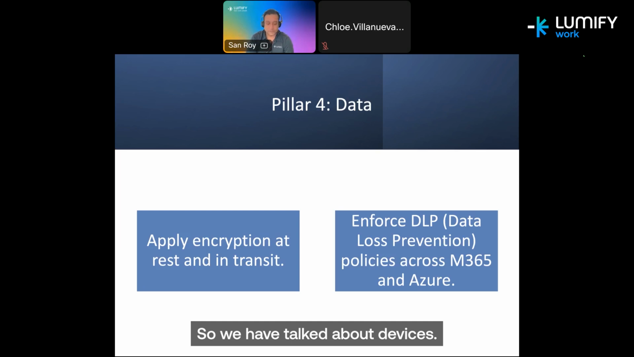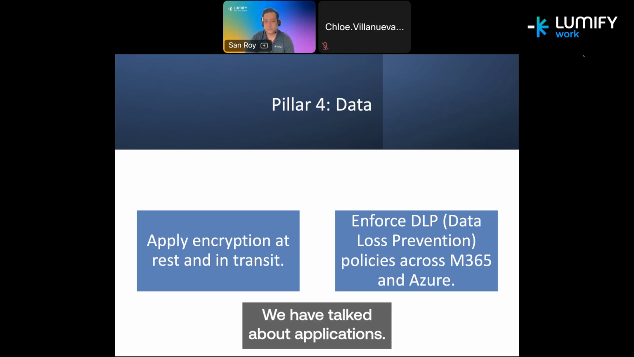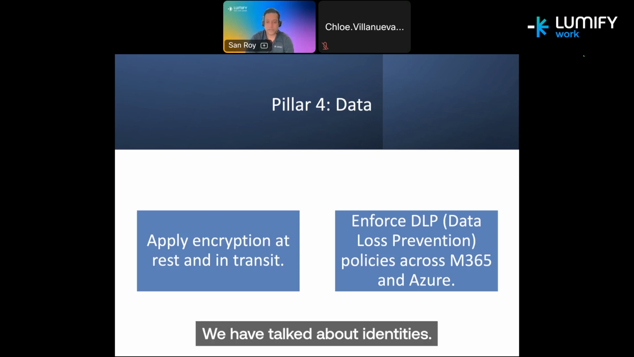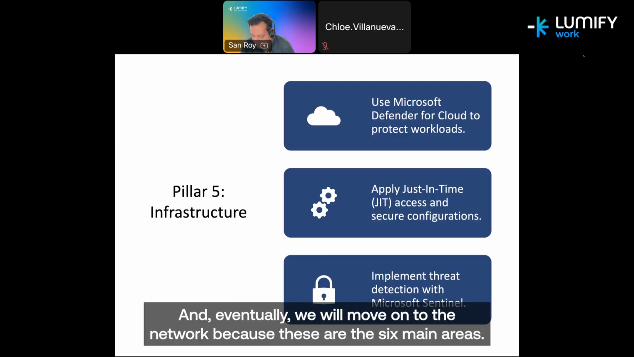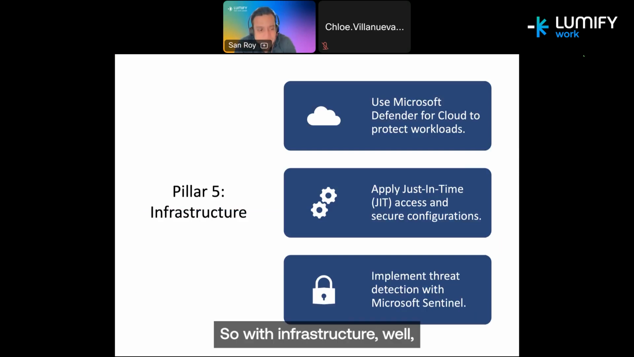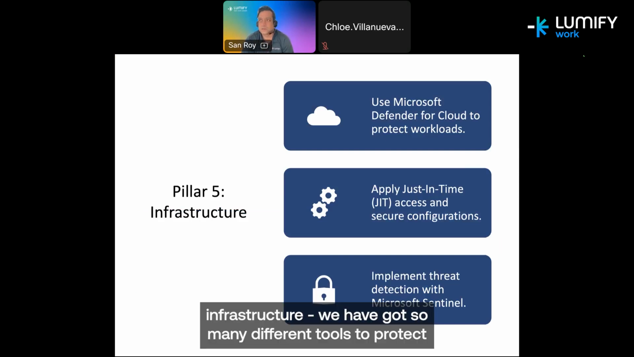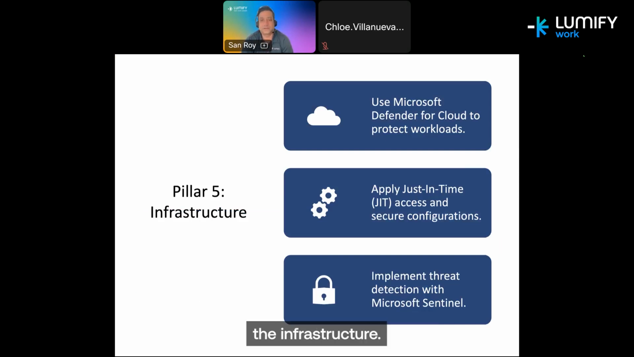So we have talked about devices, we have talked about applications, we have talked about identities, we have talked about data. Now we will move on to the infrastructure, and eventually we will move on to the network, because these are the six main areas, right? So with infrastructure, we have got so many different tools to protect the infrastructure.